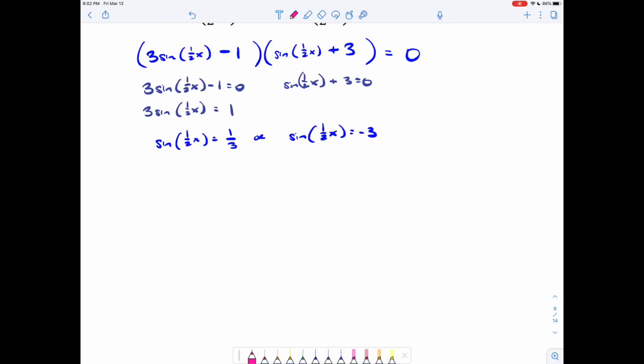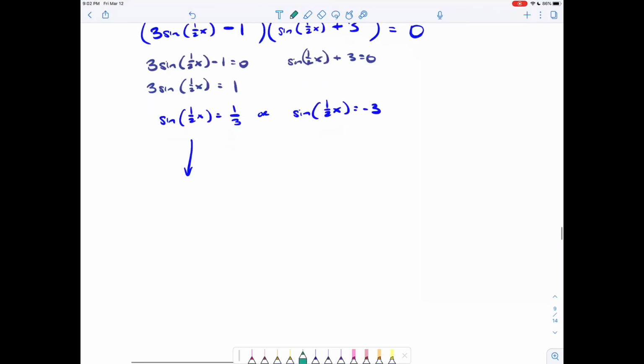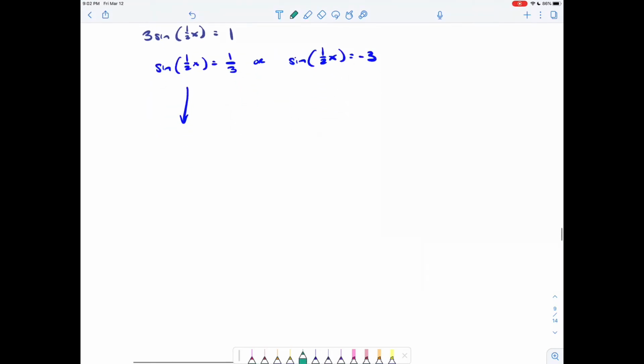Checking this first one out, we need a reference angle. And once again, that's kind of like considering what if we said sine of u was equal to 1/3. We'd have to get some reference angle there. That would require use of a calculator.